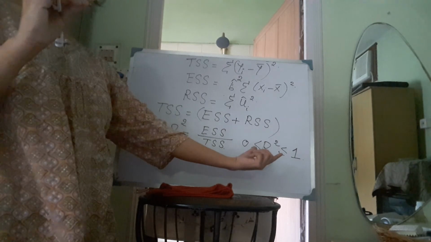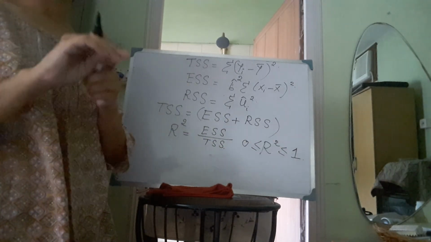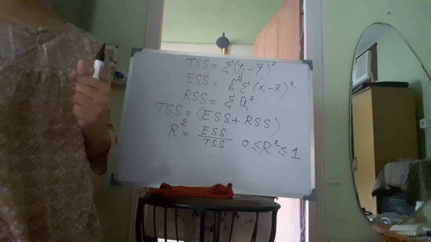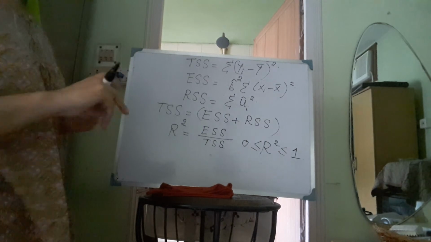And if it is a fraction, that is if the value of R square lies between 0 and 1, that means the model is partially predictable by the explanatory variable. So that is the interpretation of R square.